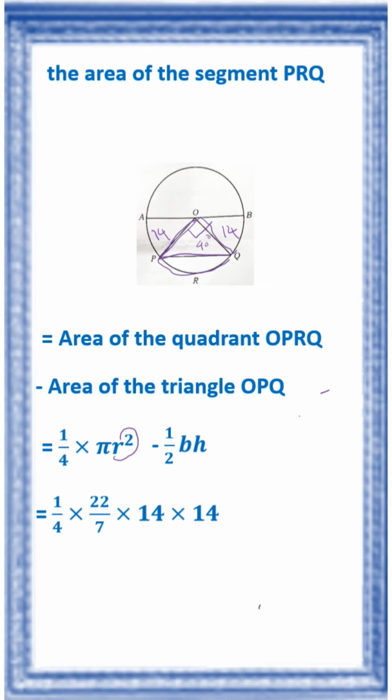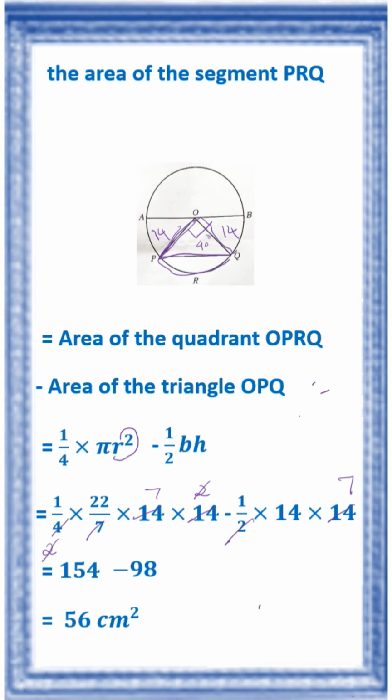Now let us substitute the values. Minus half into base is 14 centimeter, height is 14 centimeter. 7 ones are 7, twos are 2, ones are 2, twos are 2, ones are 2, sevens are 7, 22s are 154, minus 2 ones are 2, sevens are 7, 14s are how much? 98. So area of the segment PRQ is equal to 56 centimeter square.